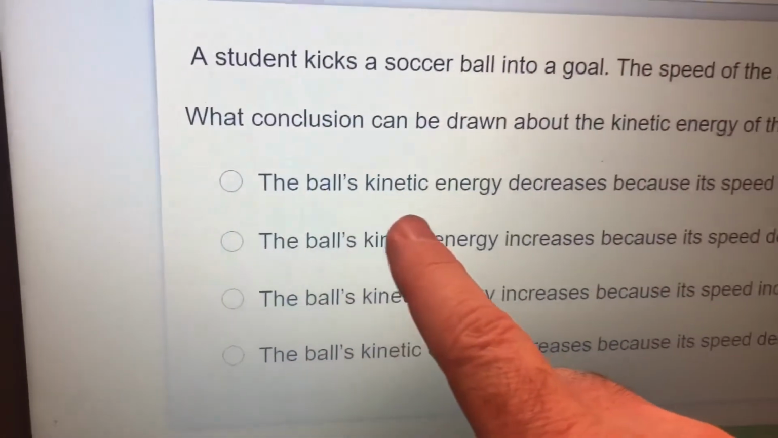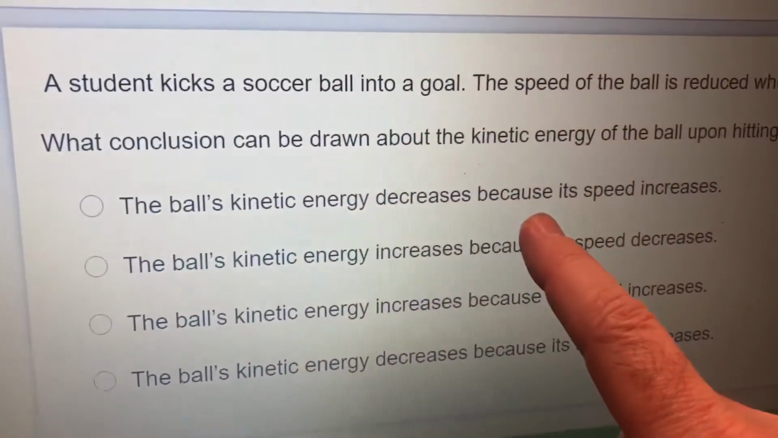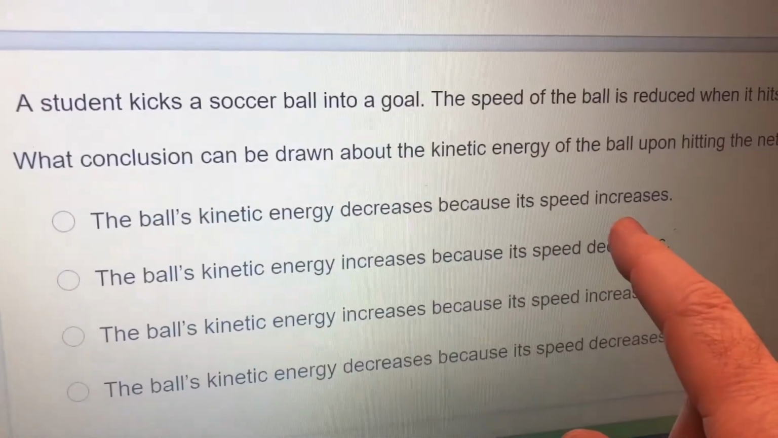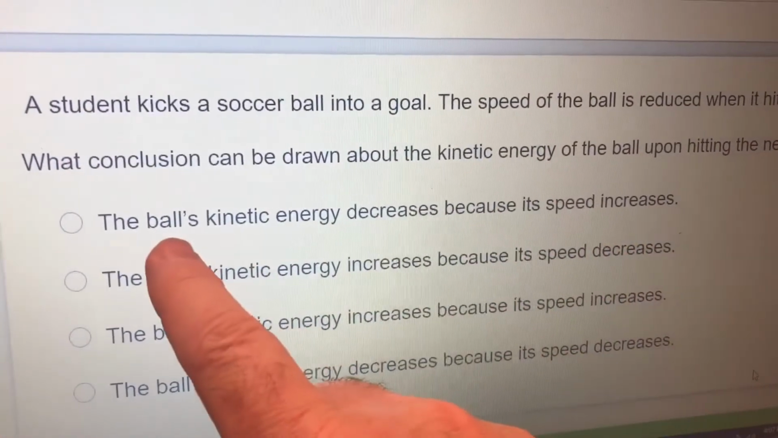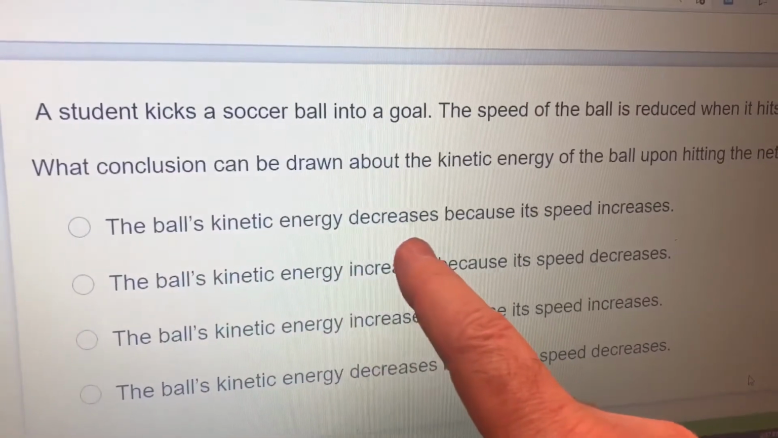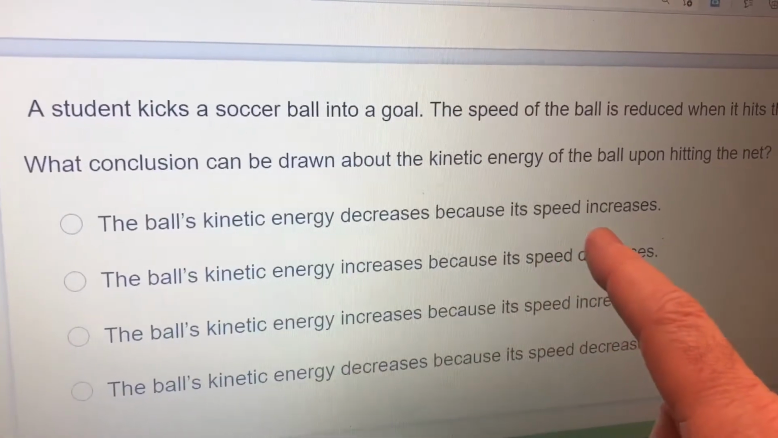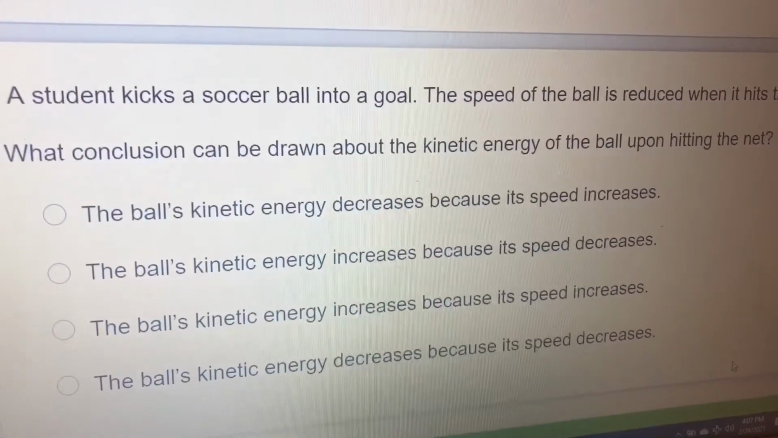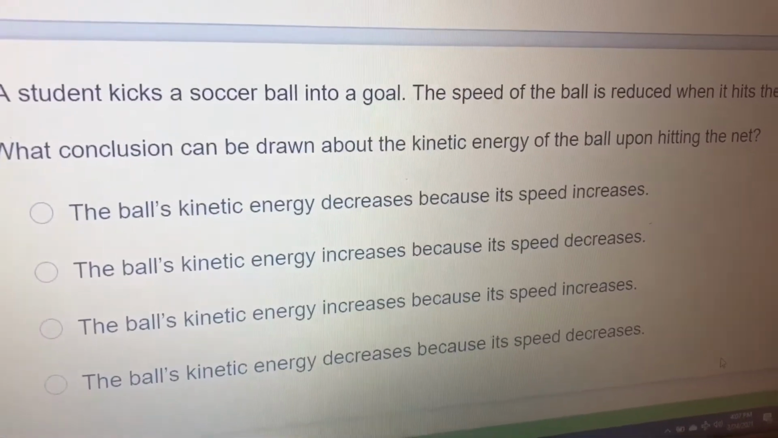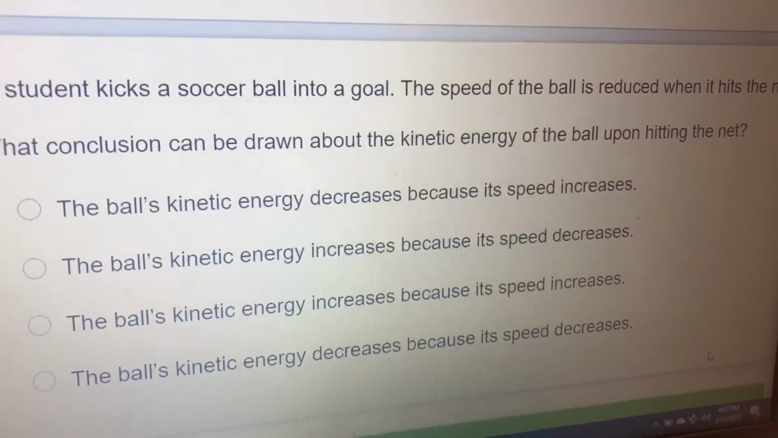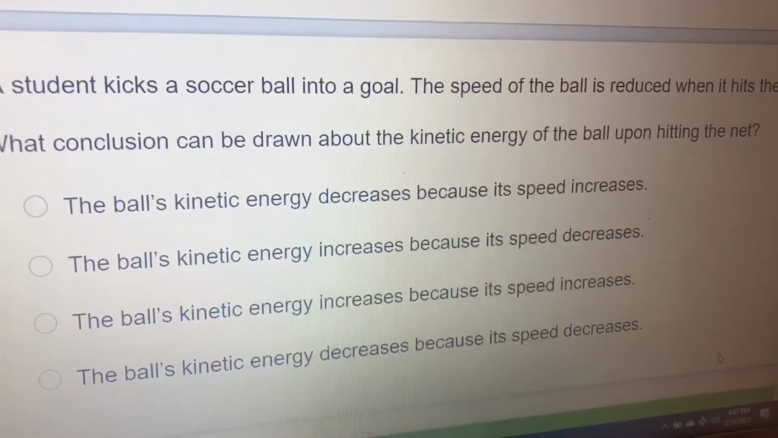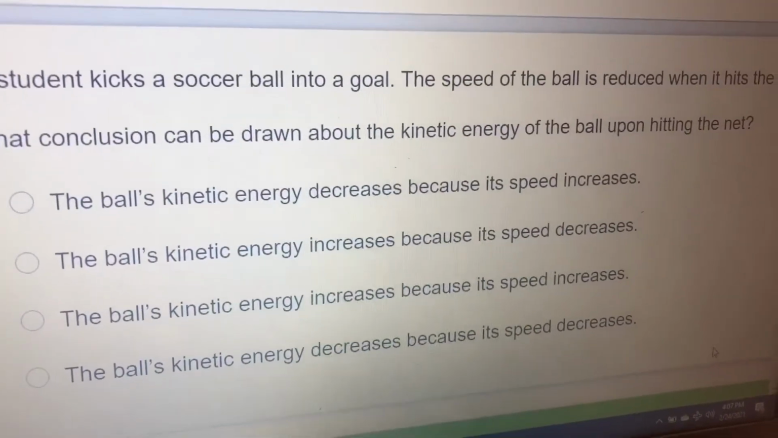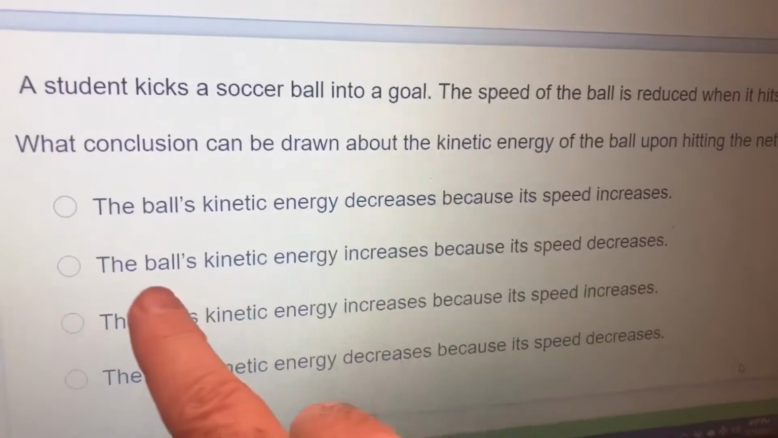The ball's kinetic energy decreases because its speed increases. So let's think about that. So the ball's kinetic energy decreases because its speed increases. So when the ball hits the net, does the speed increase or decrease? When the ball hits the net, the net stops the ball, so the speed is going to decrease. So that one cannot be. Let's look at this one.